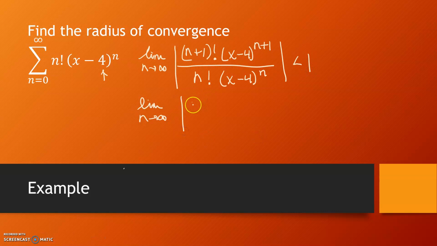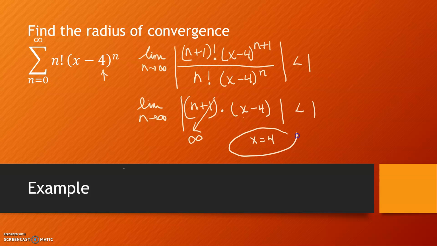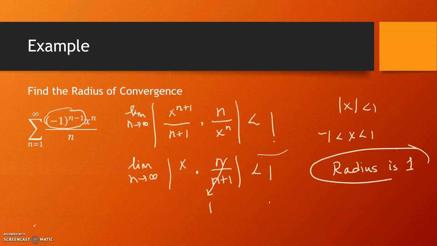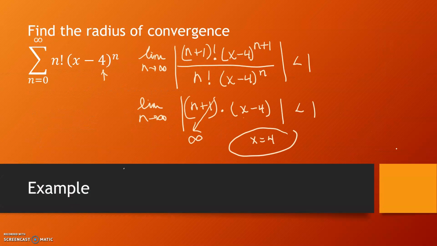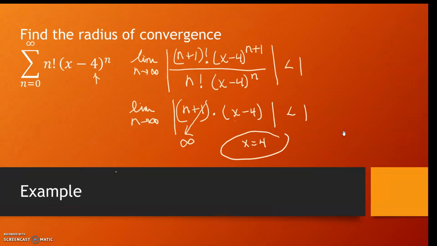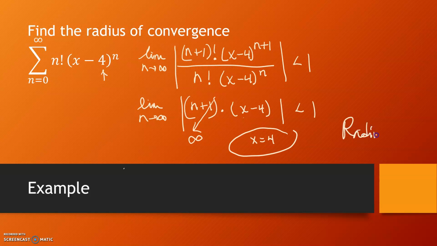And we get n plus 1 times x minus 4 to the 1 power. And this part is going to go to infinity. So the only way for this to converge is if x is equal to 4, so that we have a value of 0. So the radius of convergence is going to be, that's not the radius of convergence, sorry. The radius of convergence is going to be 0 because there's only one value, it's the center. That's the answer.